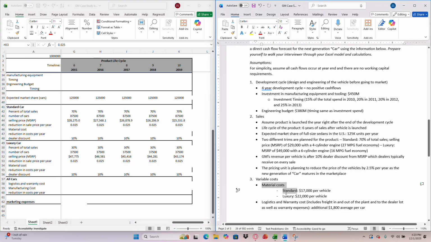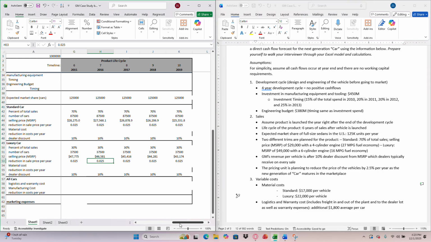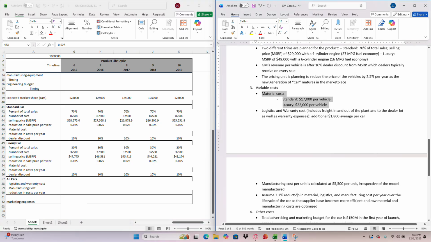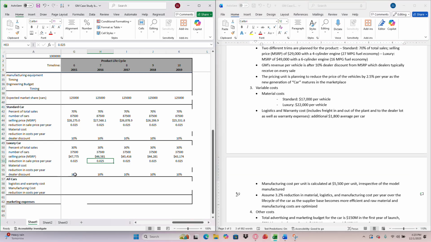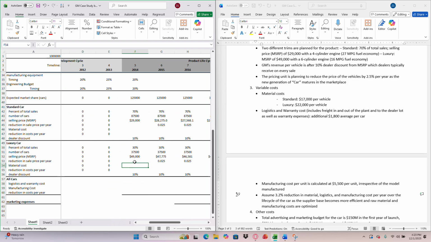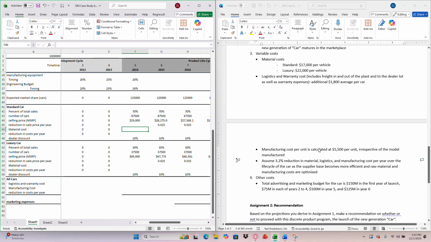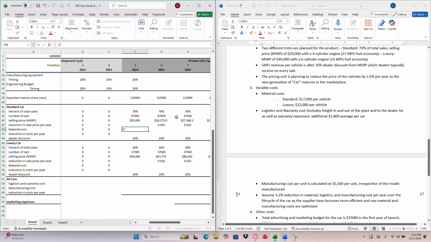We have a lot of stuff, and now we have to discuss material costs, our variable costs. So we're given those. It's actually really easy. And it looks like, let's see, I think our material costs decrease year over year. Reduction in material, logistic, and manufacturing costs. Yep. So our material cost is going to decrease by 3.2% every year, along with these things. So cool. But remember that, it's technically year over year. Forget about it. Leave it blank. All right. So what is our material cost for the crappy cars? Well, it's going to be $17,000 per vehicle.